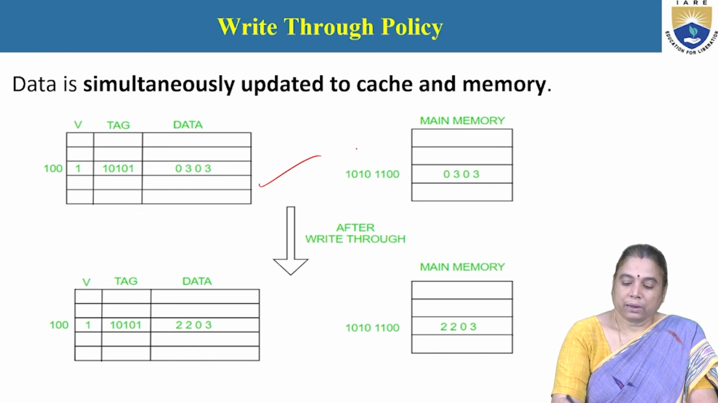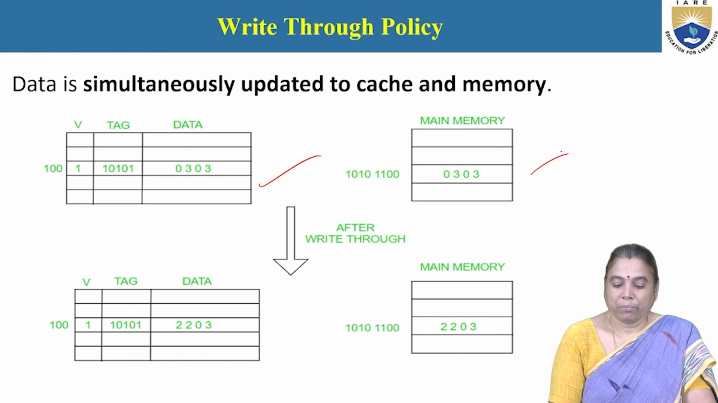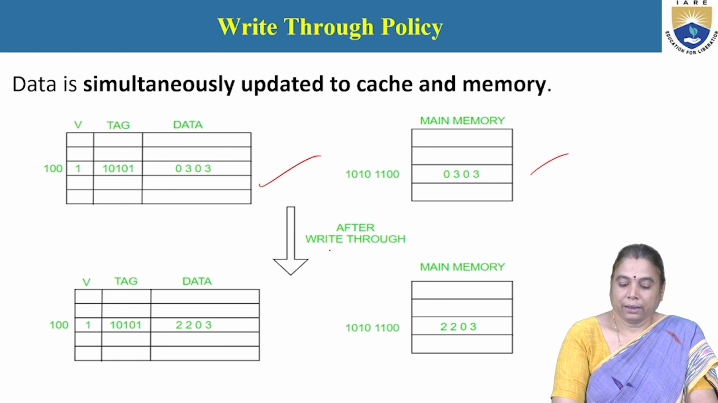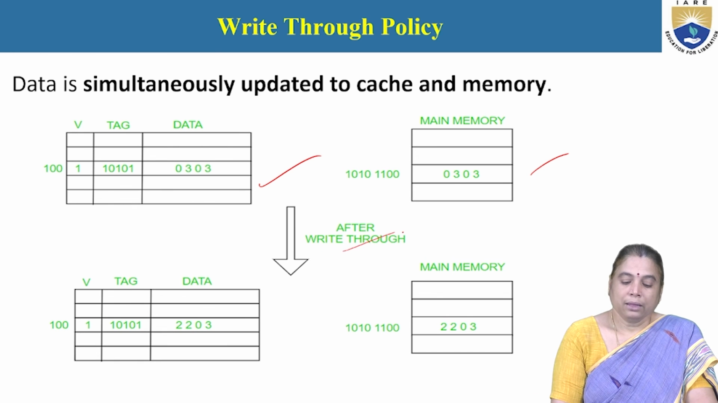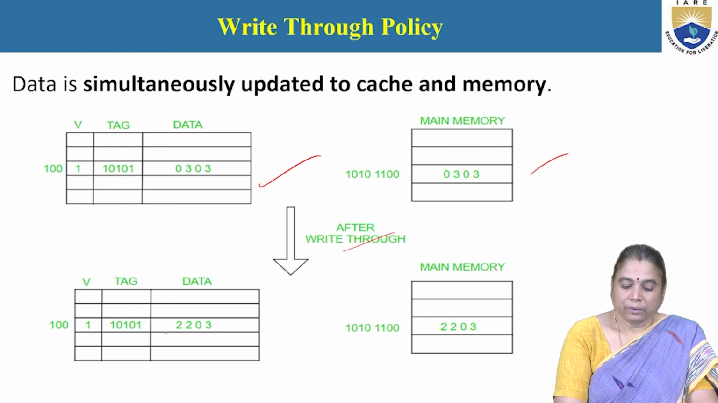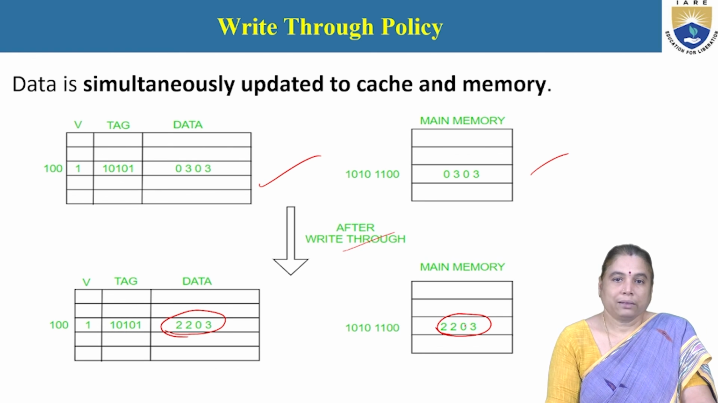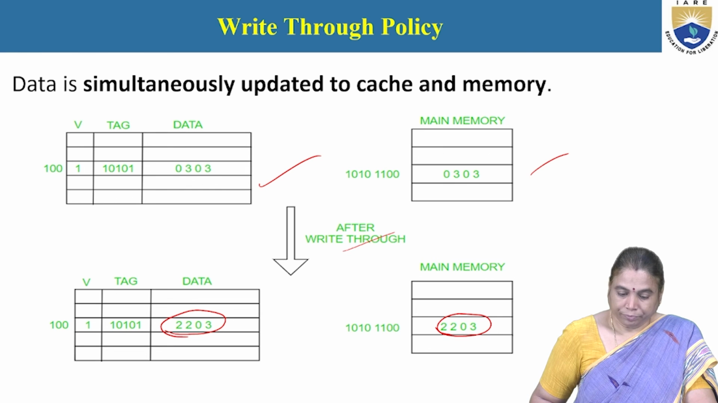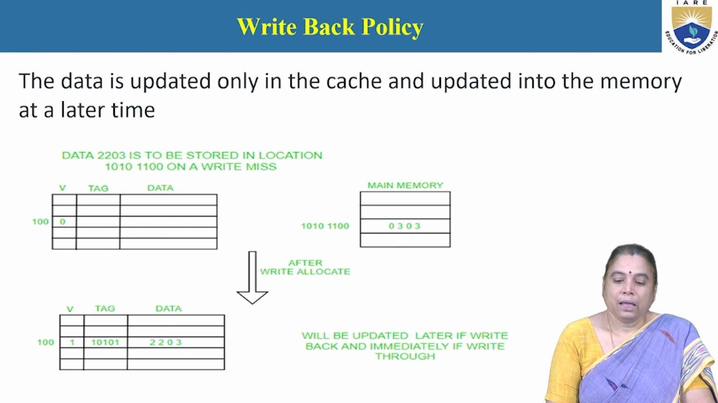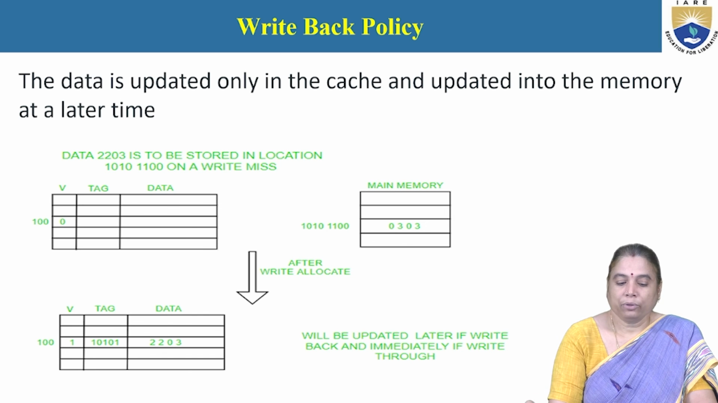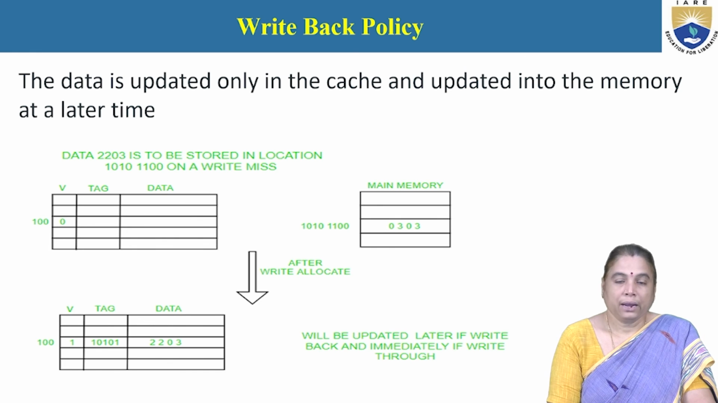For example, these are the previous states of cache and main memory, and when a write hit occurs, with write through, this new data is written in parallel in the main memory as well as in the cache. The second policy is the write back policy. The data is updated only in the cache and updated to the main memory at a later time. So first the cache is updated and the main memory is updated later.